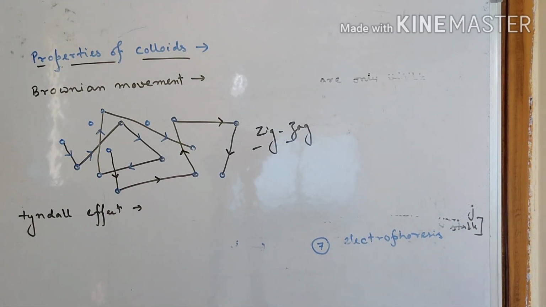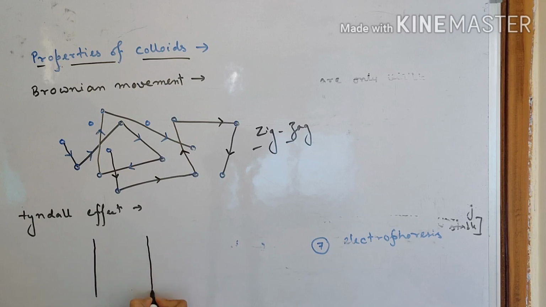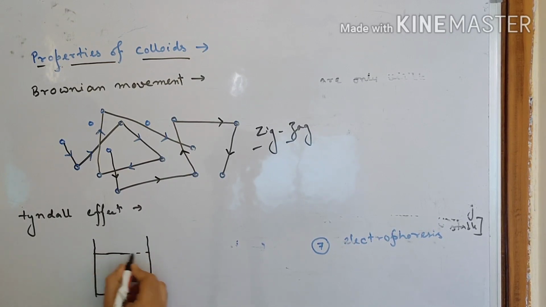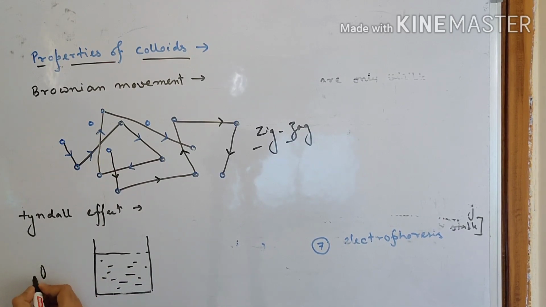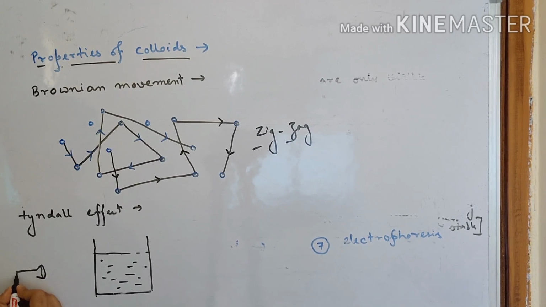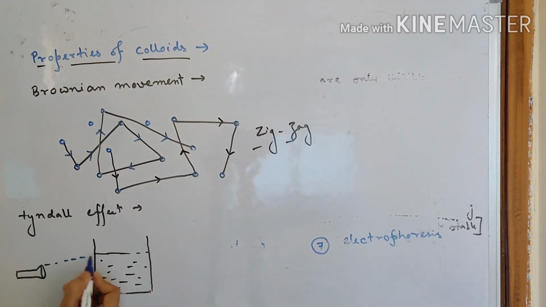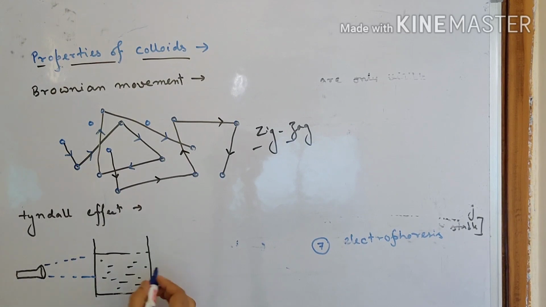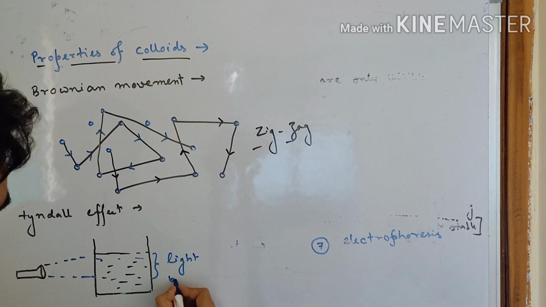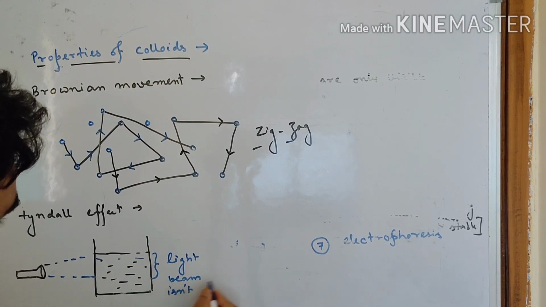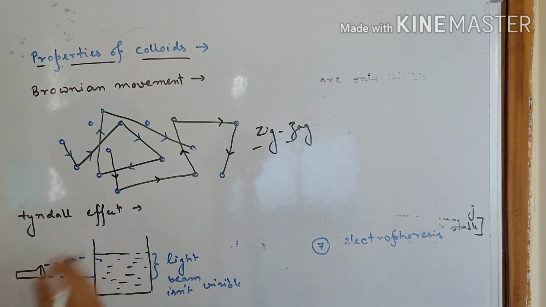This term Tyndall effect is like, suppose you take pure water here, and you are passing a light with a torch, suppose these are the light rays, it will go through this. Now in this region, the light beam is not visible. You cannot see anything.